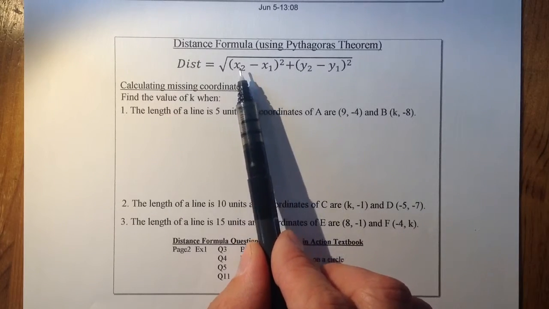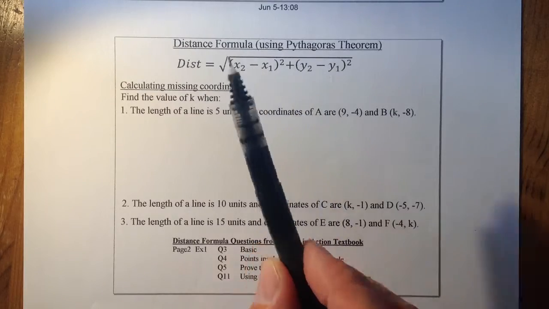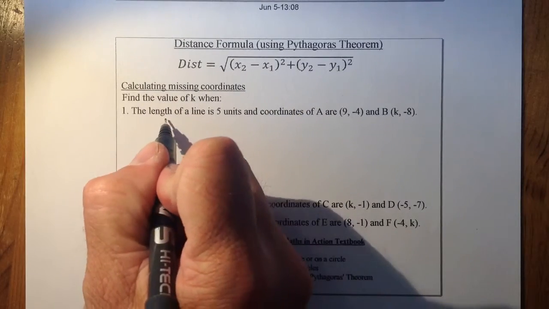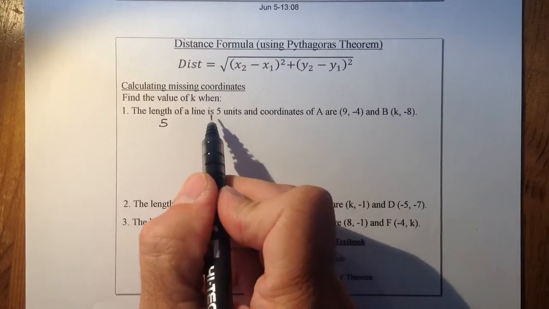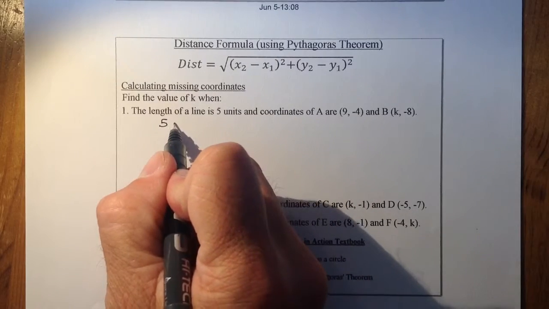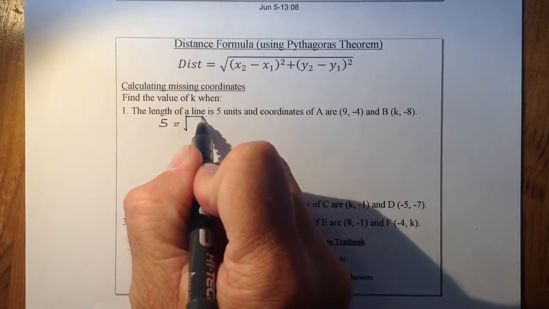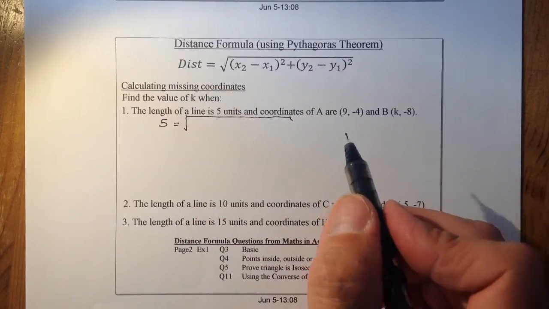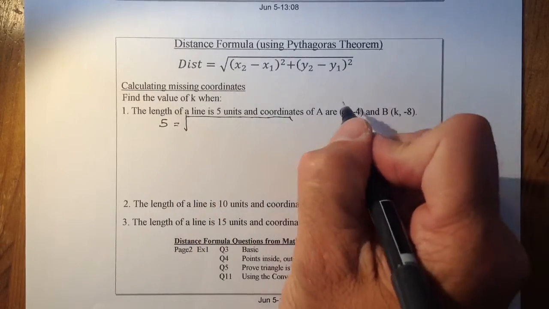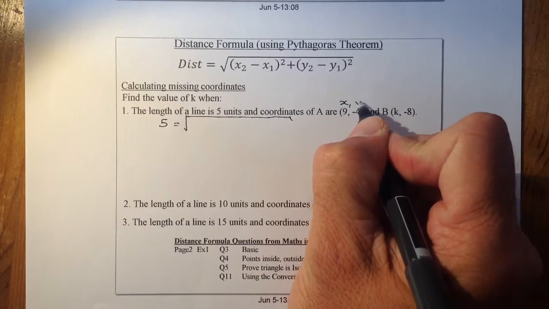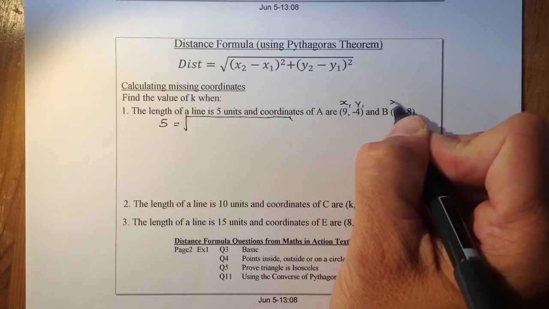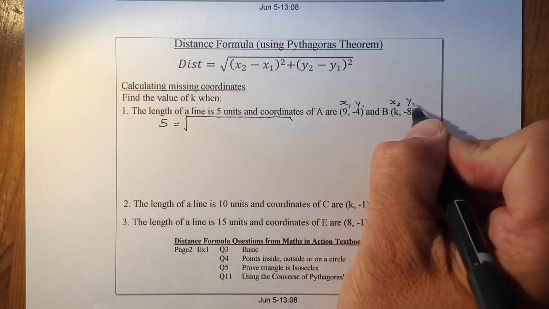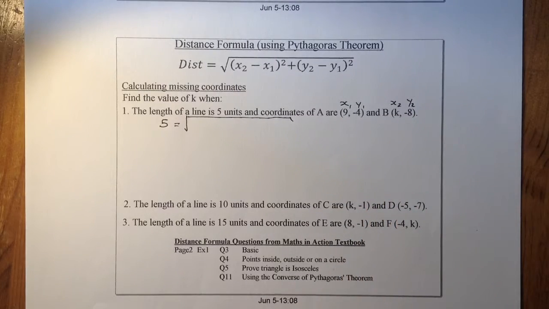into the distance formula. So I'm going to start with this formula here, and I'm going to write a 5 at this side as the length of the line, and that's going to be equal to the square root of, and I'm going to go for this being x1, this being y1, this here being x2, and that being y2. So let's put the coordinates in.